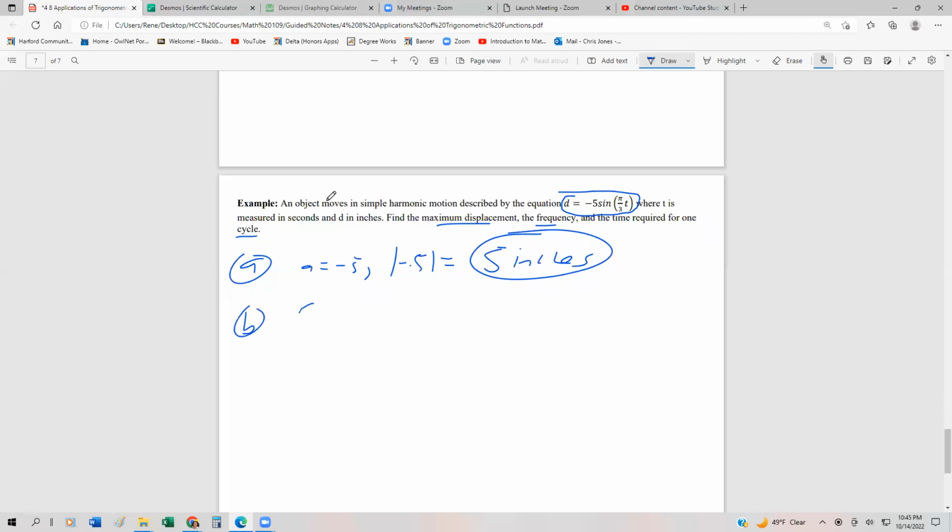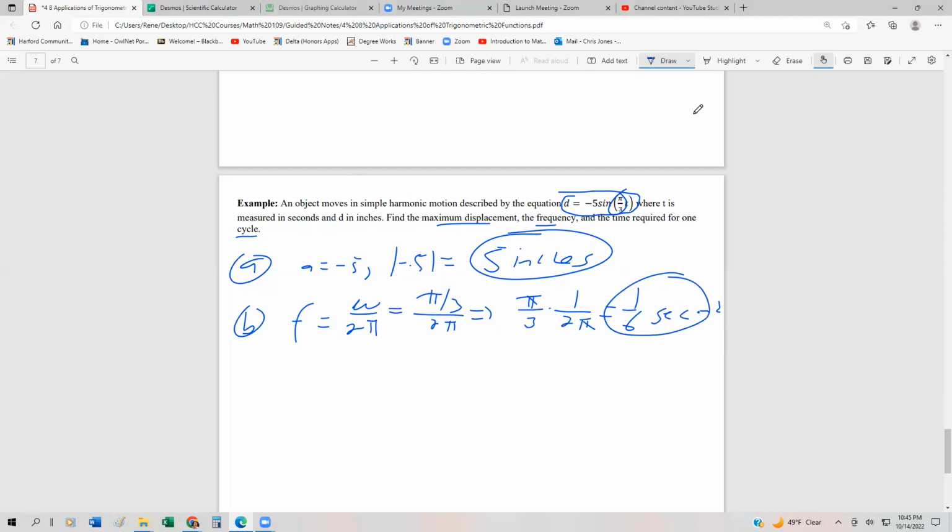For letter B, for the frequency, remember it's omega over 2 pi. Well, in this case, omega is pi thirds. So that's going to be pi over 3 divided by 2 pi, which is the same as saying pi over 3 times 1 over 2 pi. The pi's are going to cancel out, and it's going to be 1/6 of a second. That is going to be the frequency.